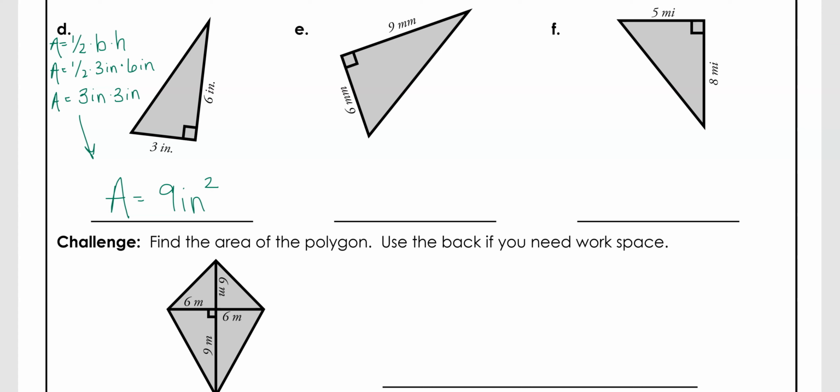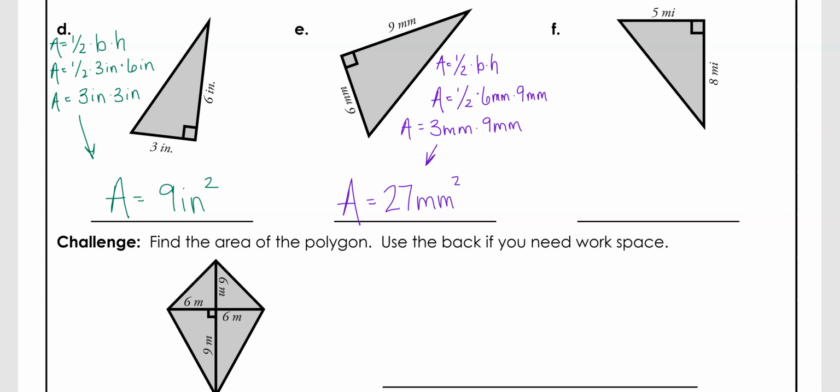E, area equals 1/2 times the base times the height. Area equals 1/2 times 6 millimeters times 9 millimeters. Area equals 3 millimeters times 9 millimeters. So area equals 27 millimeters squared.